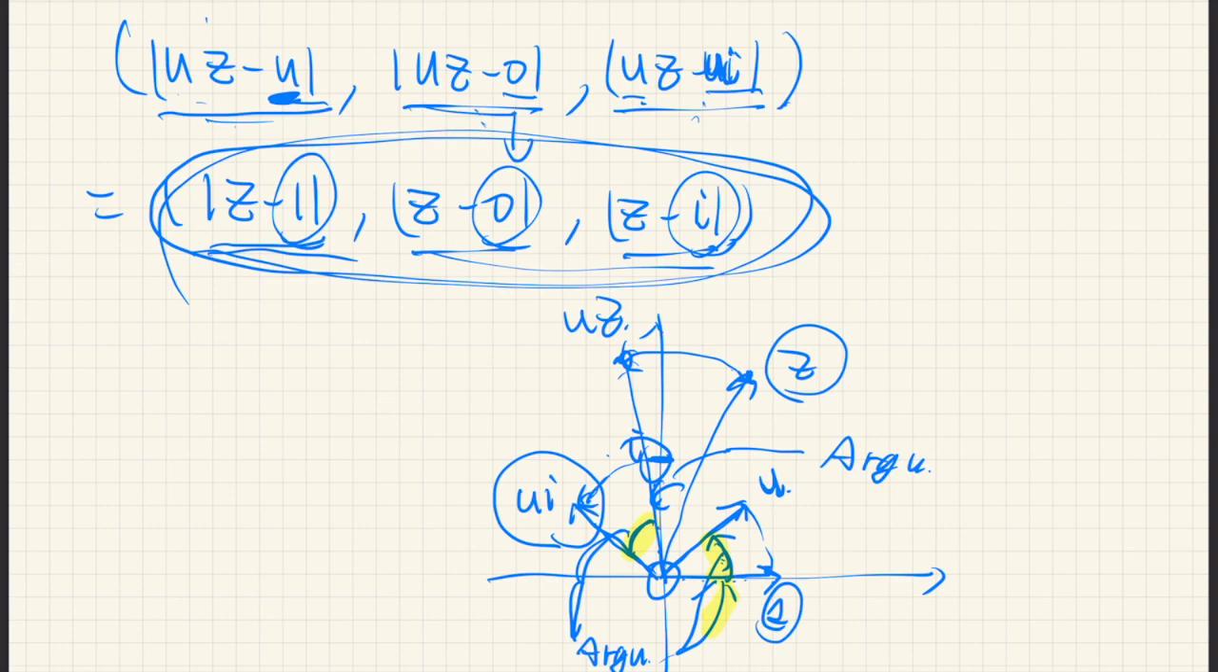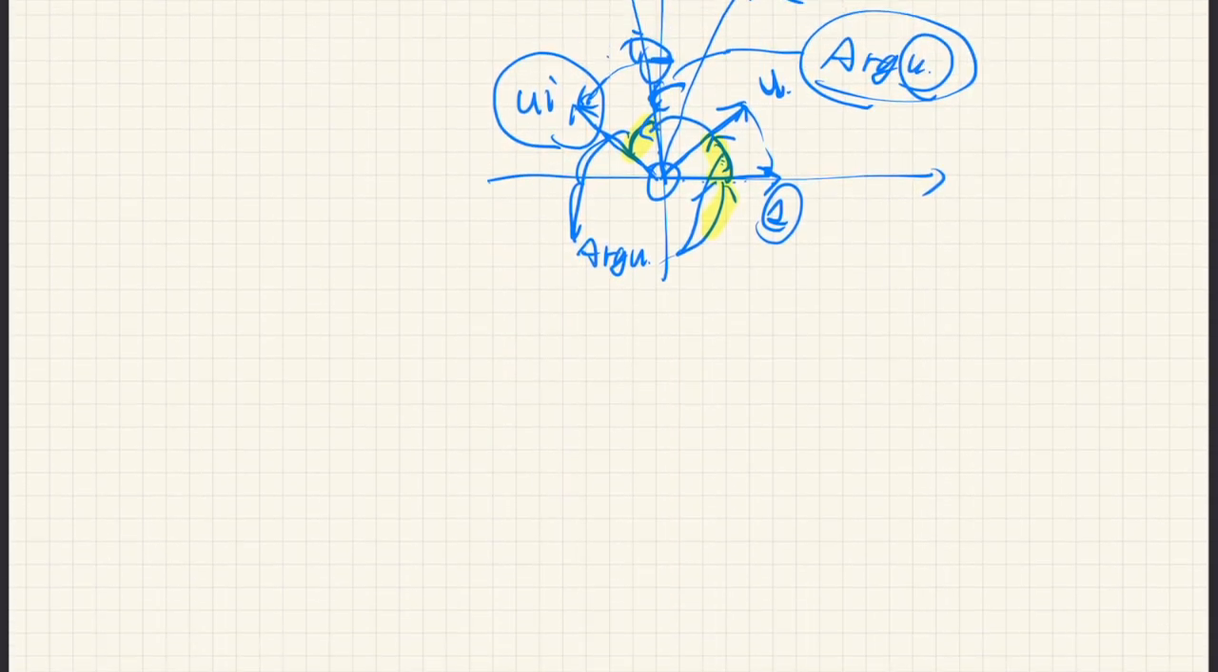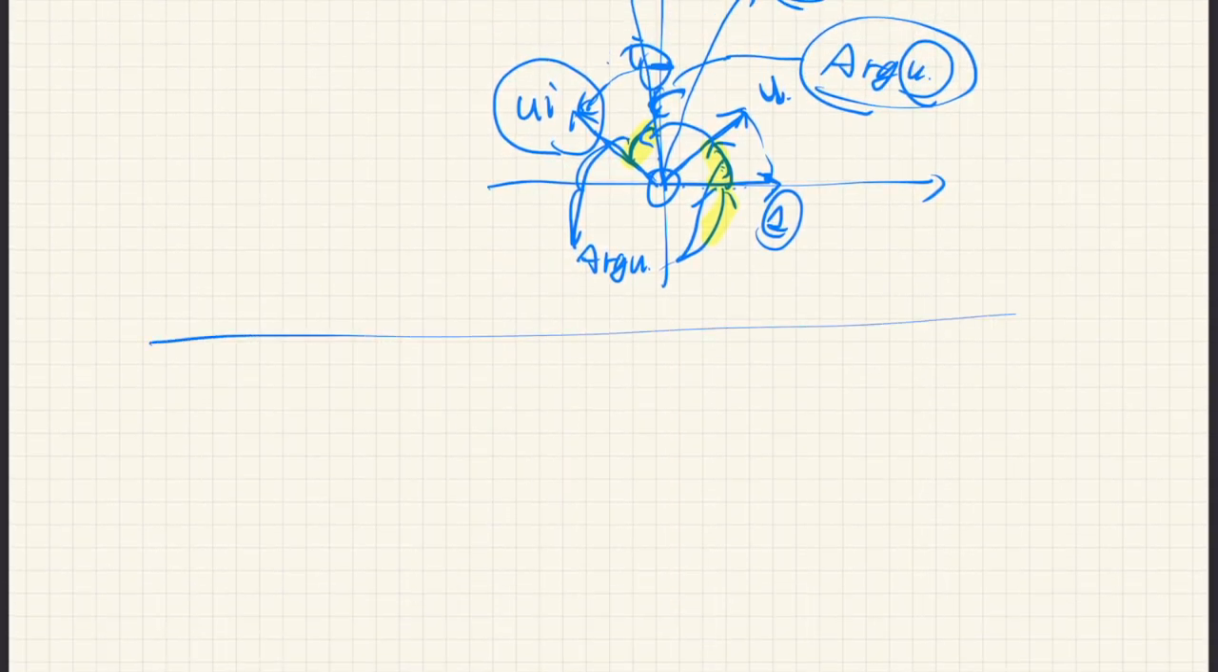So in this way, we can see that multiplication by u rotates the point z by the argument of u counterclockwise. That is, everything is rotated by the same amount as long as u has the absolute value of 1. So we are done. Now let's go back to multiplication by any complex number.